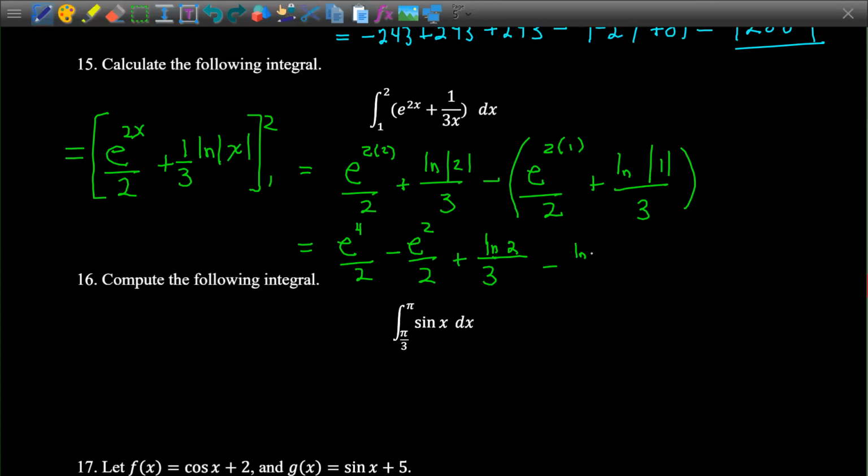However, natural log of 1, there is a better answer for this. So the natural log of 1, e to what power equals 1, that's 0. So this is going to be 0 over 3. So I'm not even going to write that last term. And there's the exact answer. If you want to get an approximation, then you can put all this into a calculator and get the decimal approximation.